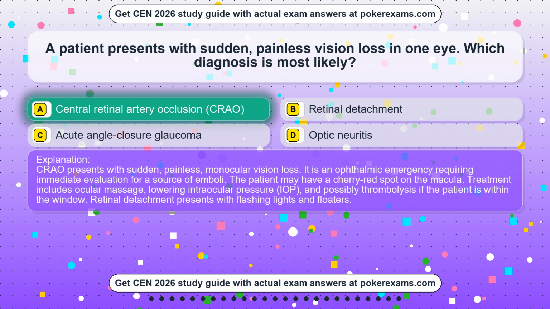CRAO presents with sudden, painless, monocular vision loss. It is an ophthalmic emergency requiring immediate evaluation for a source of emboli. The patient may have a cherry red spot on the macula. Treatment includes ocular massage, lowering intraocular pressure, IOP, and possibly thrombolysis if the patient is within the window. Retinal detachment presents with flashing lights and floaters.